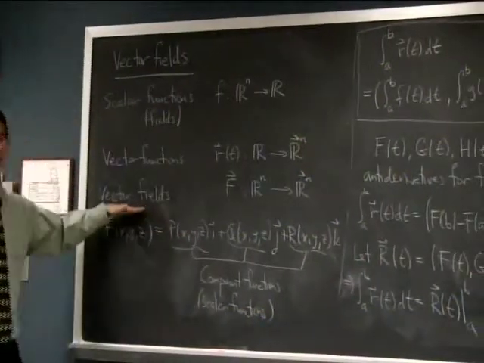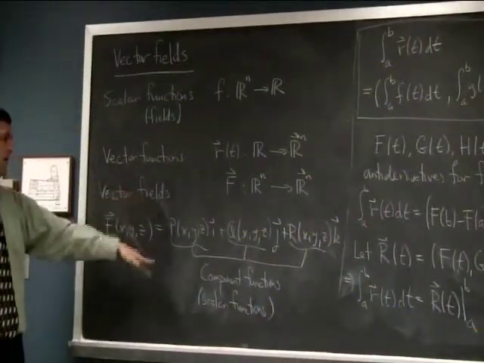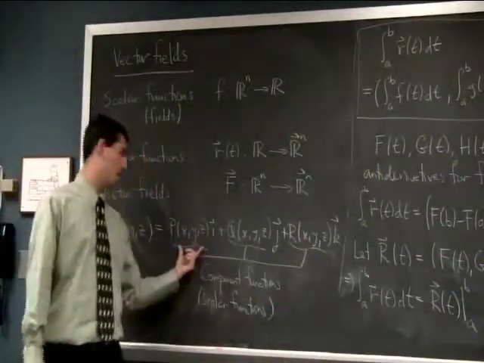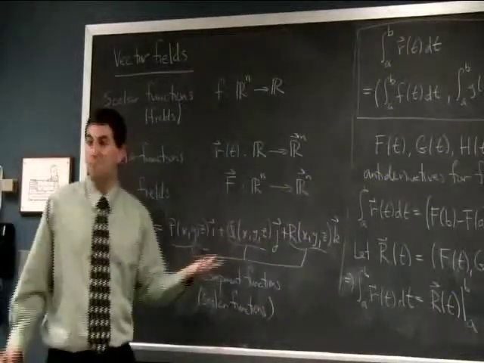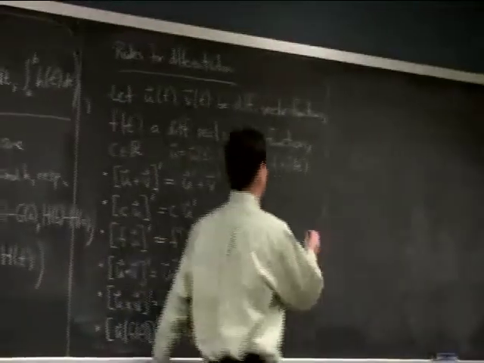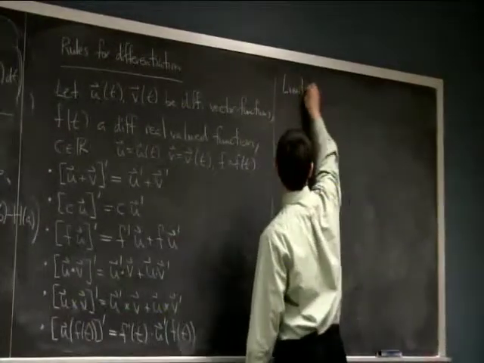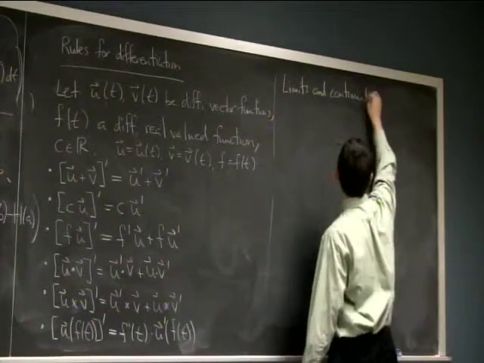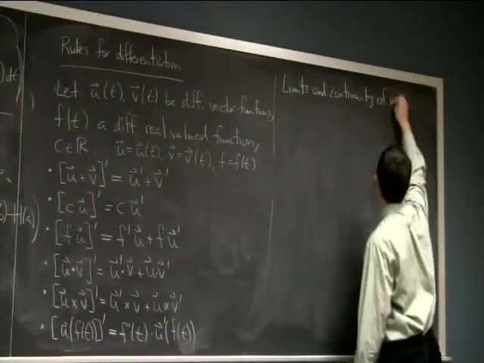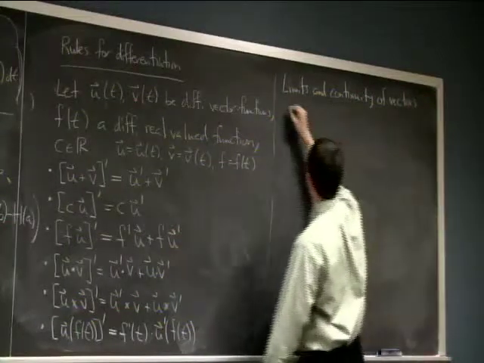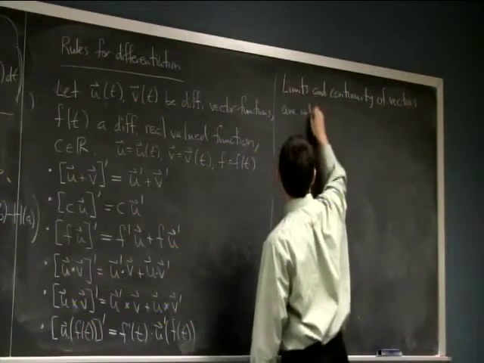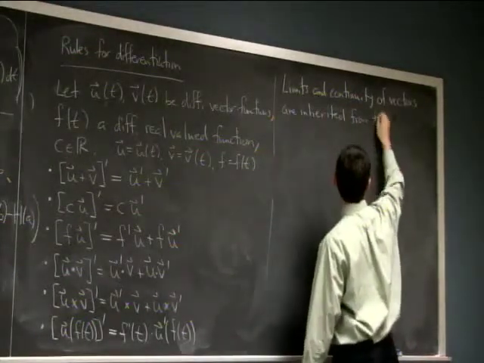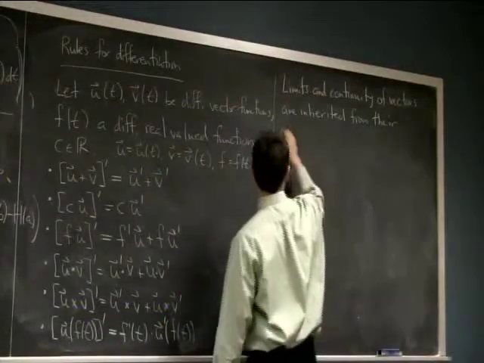And the exact same thing is going to hold here. The way we test limits and continuity is by just asking, do the limits exist for the component functions? Are the component functions continuous at that point? So there's no change. So limits and continuity of vector fields are inherited from their component functions.